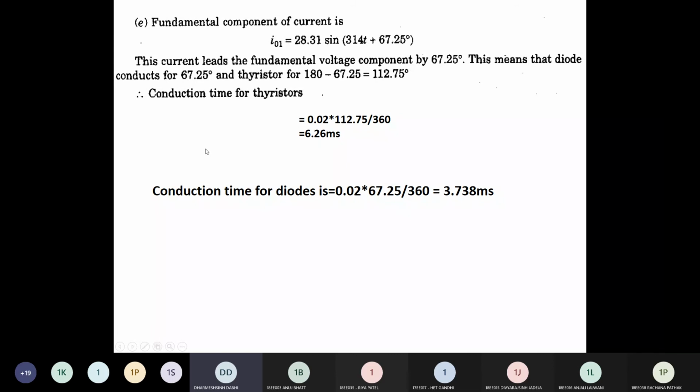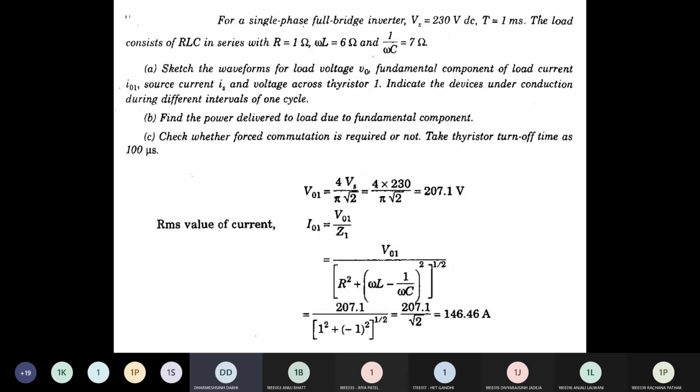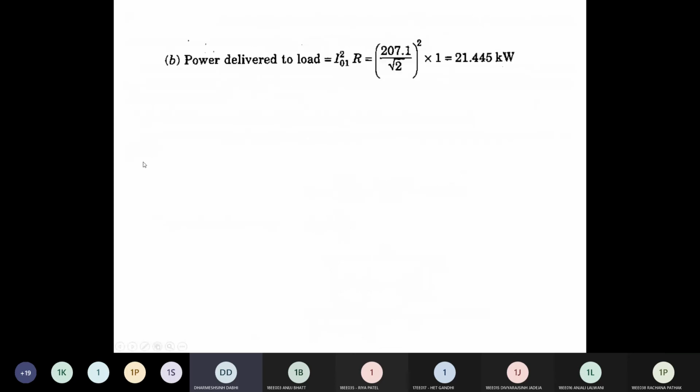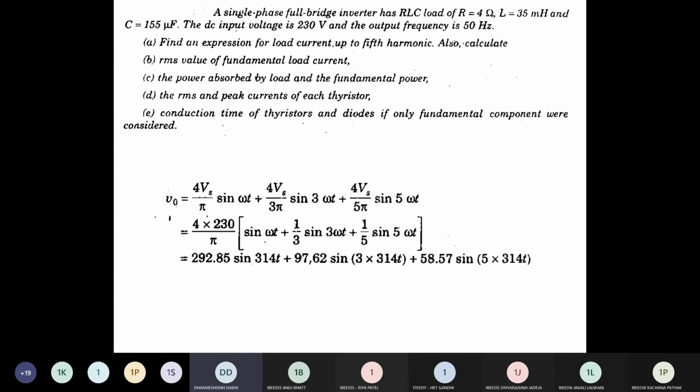Yes, sir. Okay. So here the question is incomplete, but suppose it asks whether force commutation or load commutation is required for this example. So what is the answer? It is not asked in this example, but in the last two examples, the question was asked whether force commutation is required or not. Suppose in this example it asks whether force commutation or load commutation is required. So what is the answer? Can anyone give the answer?